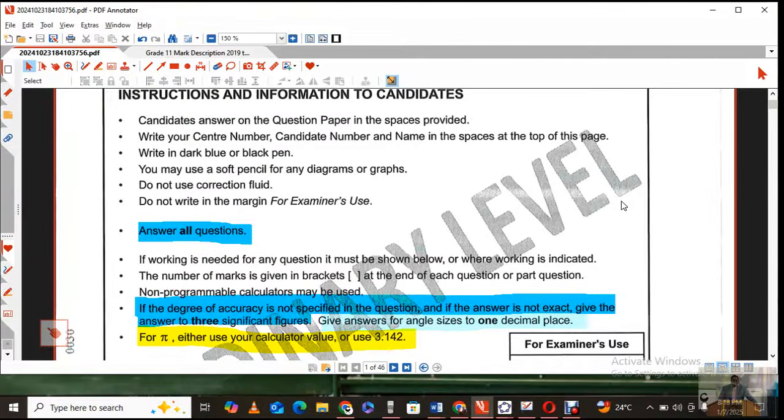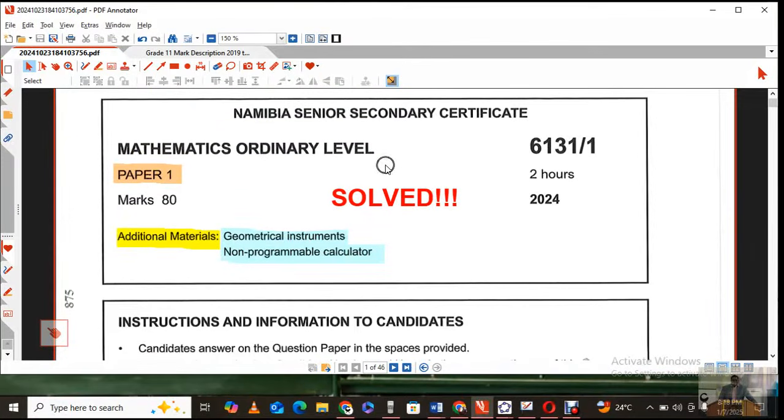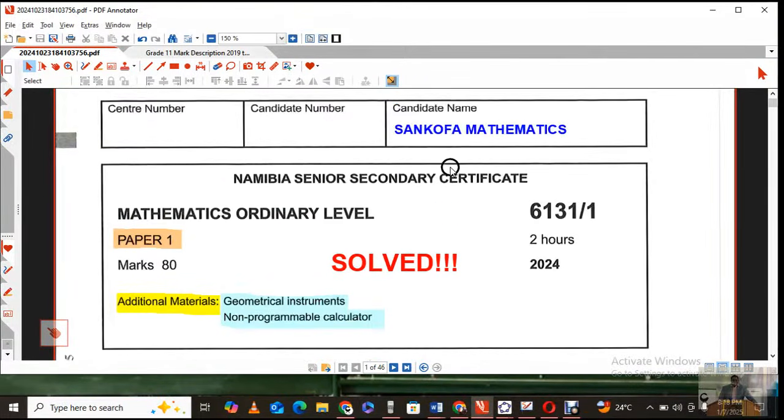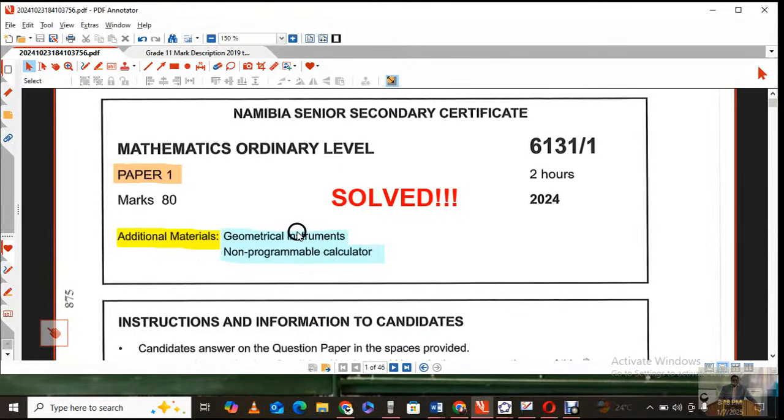So today I am working on paper 1 that was written in November of 2024. This is mathematics paper 1 for ordinary level. And I've highlighted some things that you always need to check before you just start off by delving into the paper. So your additional materials that you're going to require are the things that are allowable in the exam.